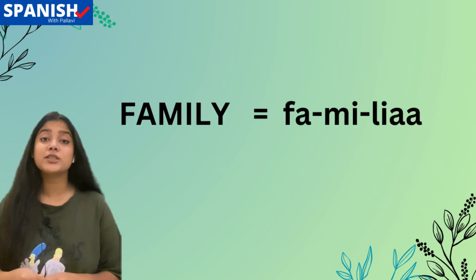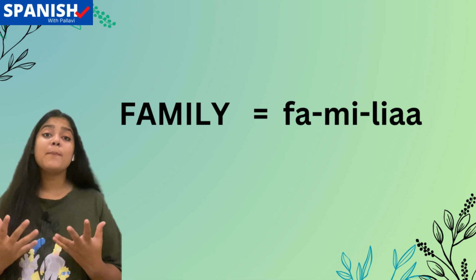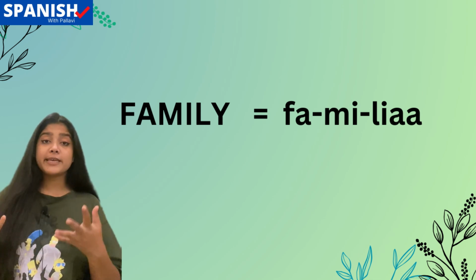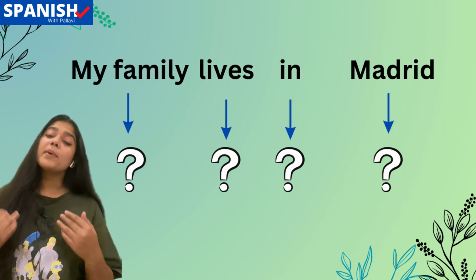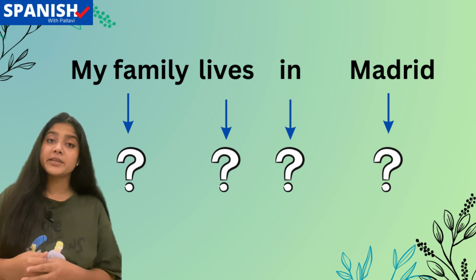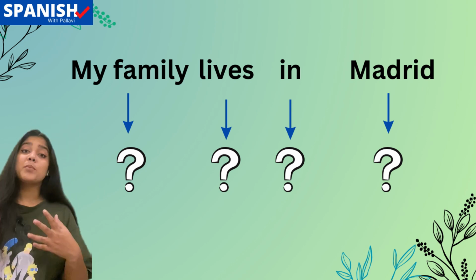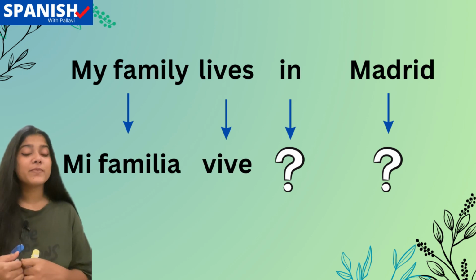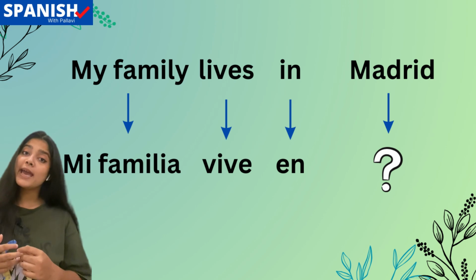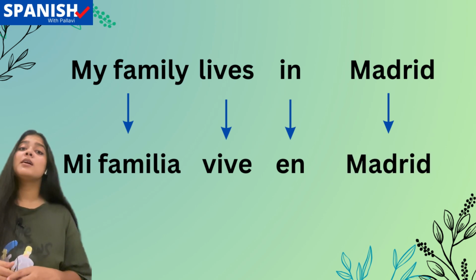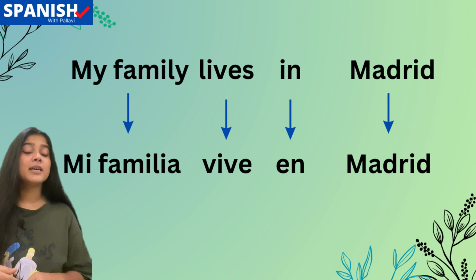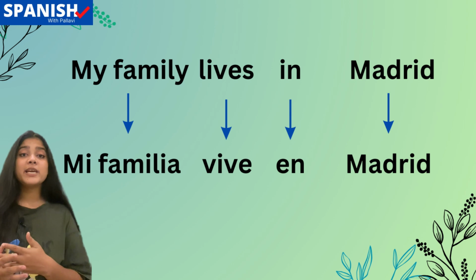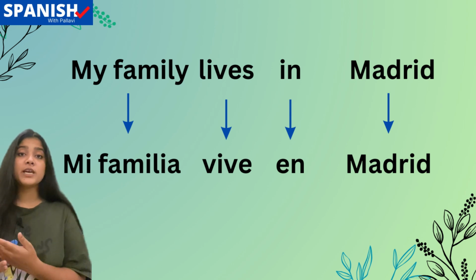Next, family. How do you say this word in Spanish? Familia. El ejemplo, the example: my family lives in Madrid. How do you say that in Spanish? My family will be mi familia. Lives, vive. In, en, Madrid. So the whole sentence will be: Mi familia vive en Madrid.